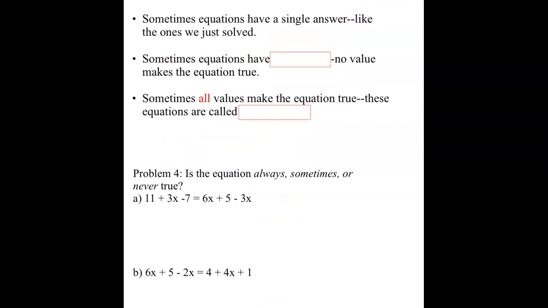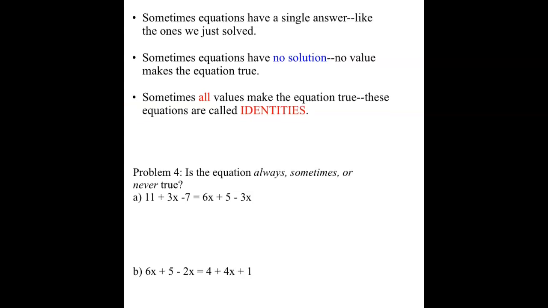All right, so sometimes equations have a single answer like the ones we've just been solving. Sometimes equations have no solution, where no value makes the equation true. Sometimes all values make an equation true, and we call these identities. So we're going to look at a couple more examples here where we might run into this issue of sometimes or always or never being true.